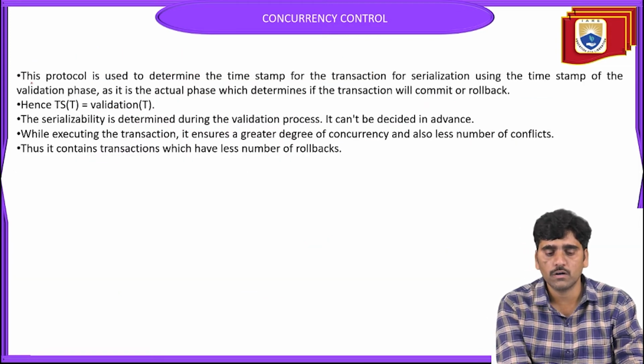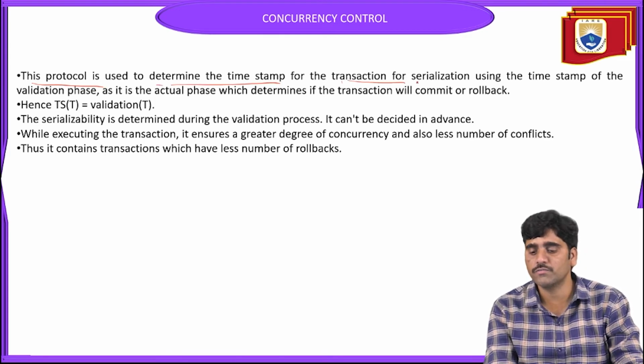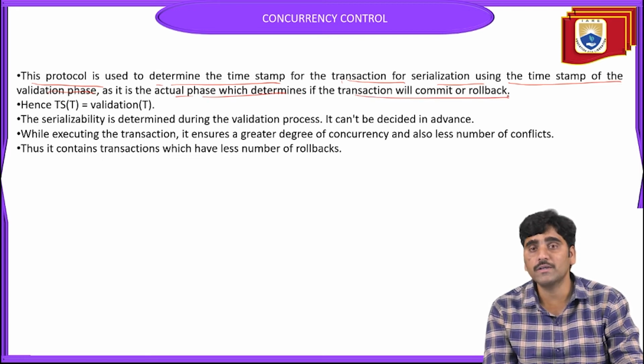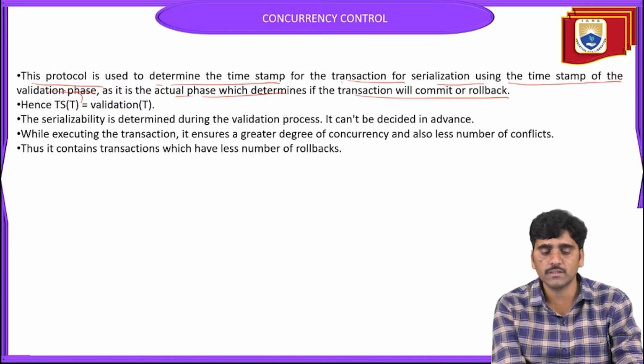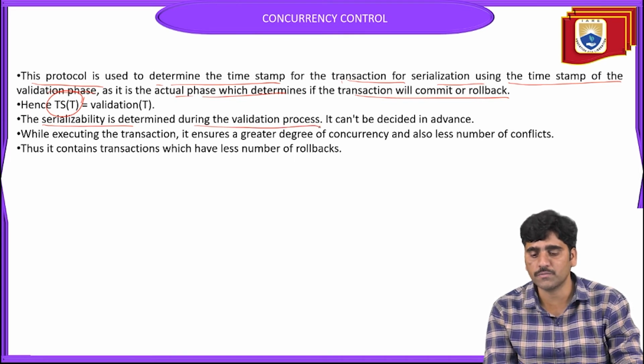This protocol is used to determine the timestamp of the transaction for serialization using the timestamp of the validation phase, as it is the actual phase which determines whether the transaction will commit or roll back. Hence, we can say that the timestamp of a transaction equals the validation of the transaction. The serializability is determined during the validation process. It cannot be decided in advance.